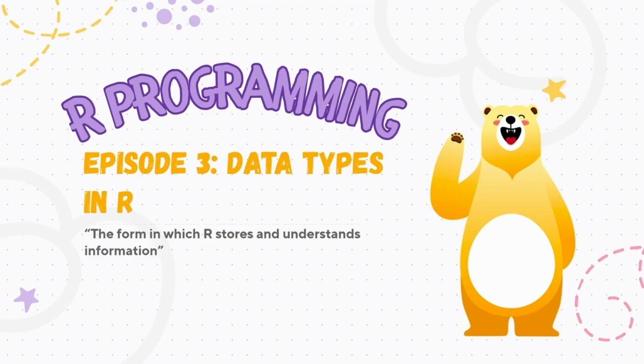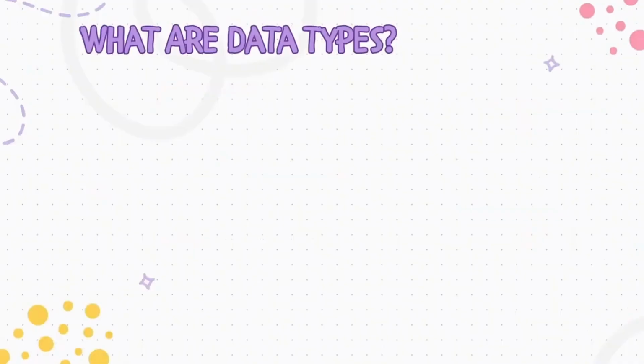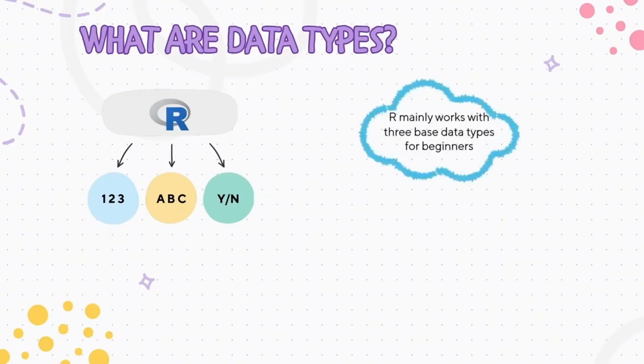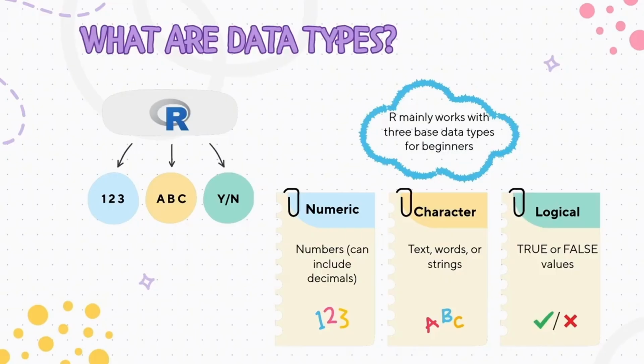Now, as the first topic for this video, let's discuss what data types are. Every value that we use in R has a type, just like objects in real life. Numbers, words, yes or no, R stores each kind of data separately. R mainly works with 3 base data types for beginners. First of all, numeric data, which can include decimals as well. Next up, character data, which includes texts, words, or strings. And then finally, logical data, which are basically either true or false values. And we'll be exploring each one with examples.